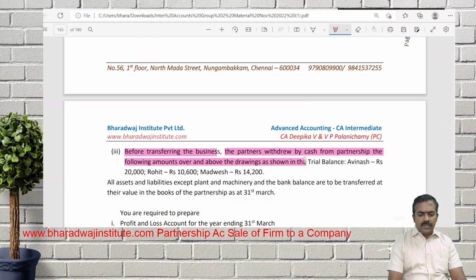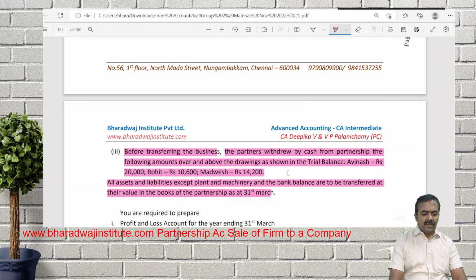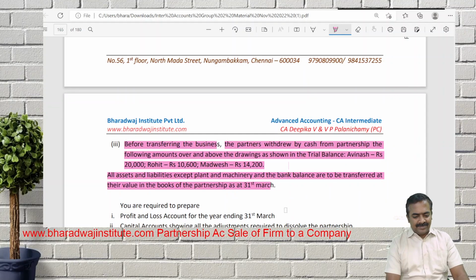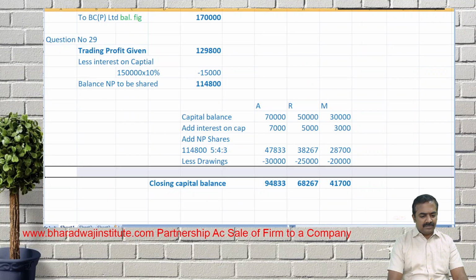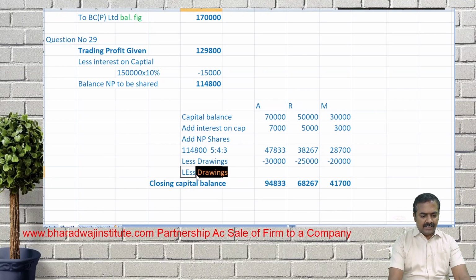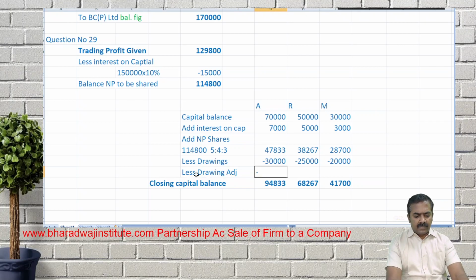Before transferring the business, the partners withdrew cash from partnership to the following amounts over and above the amount shown in the trial balance. So one more drawings are here. Drawings given in the adjustment. எவ்வளவு drawings கொடுத்திருக்காங்க? 20,000. 10,600. 14,000.